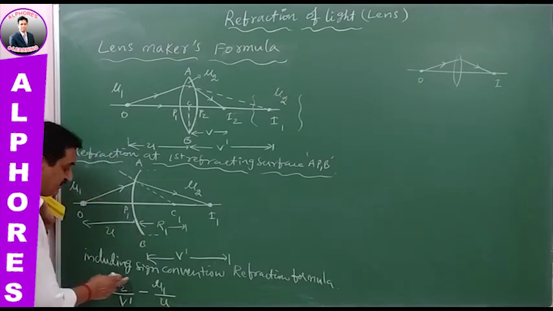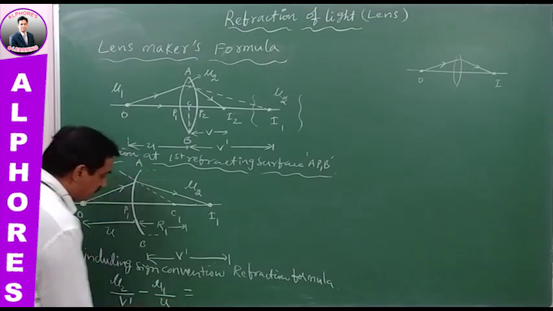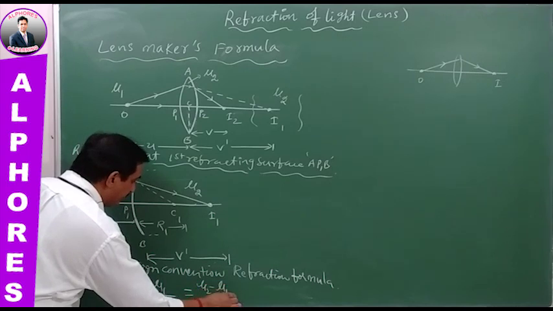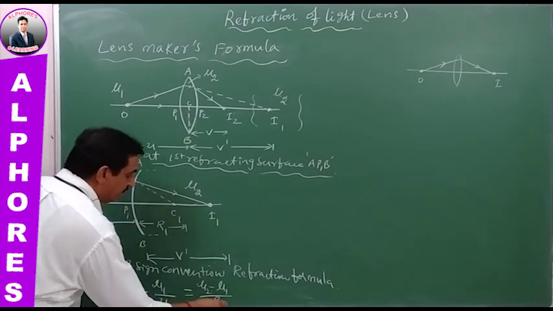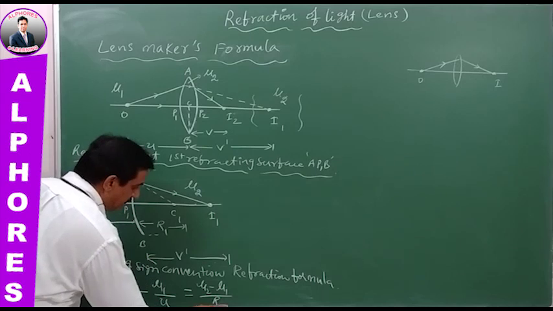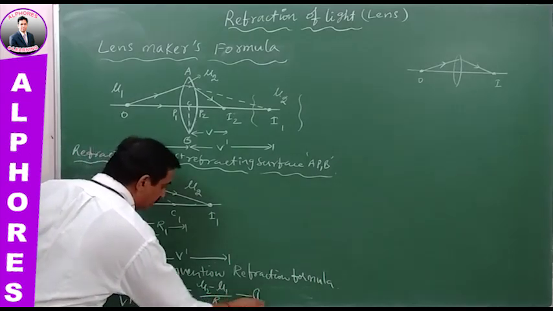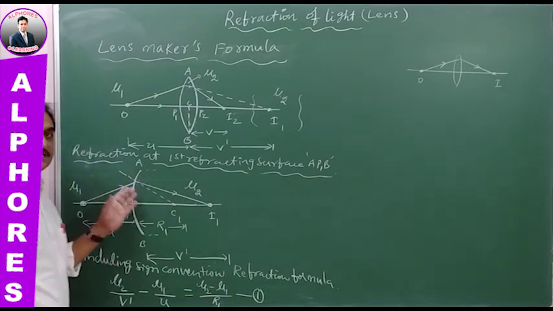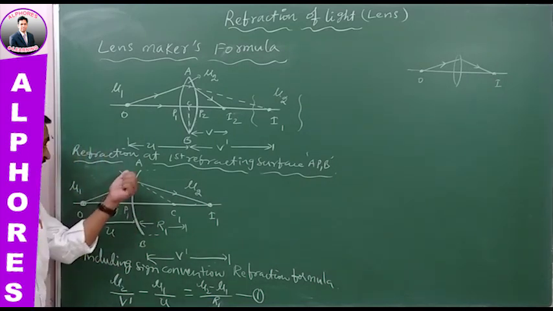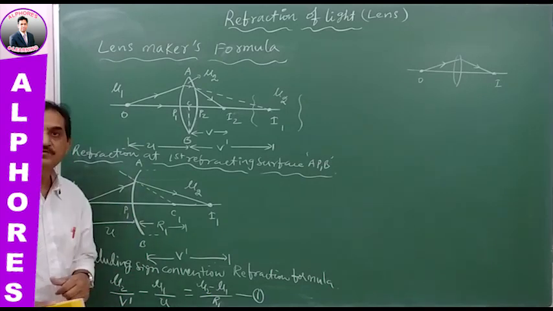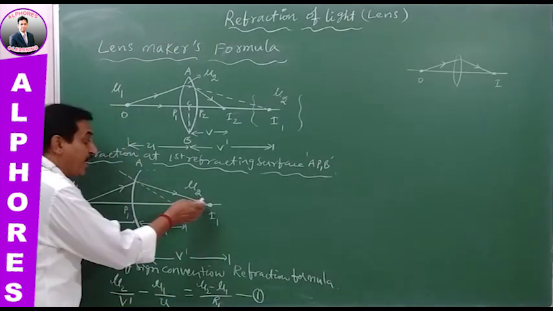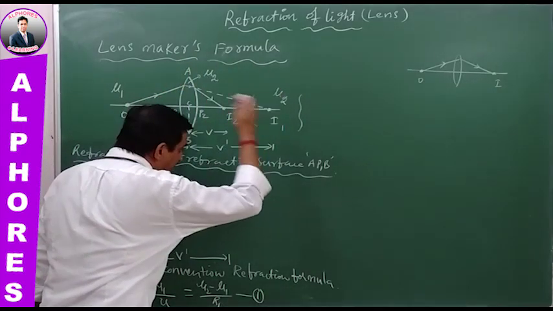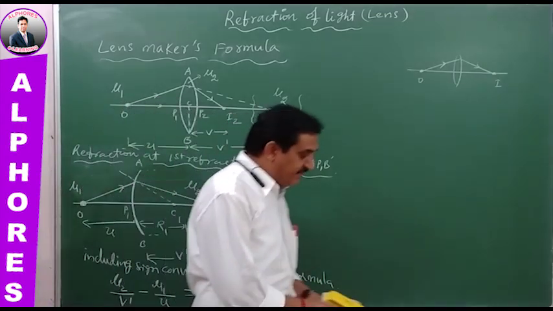Whatever the order we consider over here, the same order we have to take in RHS. Mu 2 minus mu 1 by R1. This is R1. So equation 1. This is the refraction formula when the refraction takes place at the first refracting surface AP1B. This is the first image which is formed inside the lens. Actually, here for convenience we are showing it outside. And go for another one.